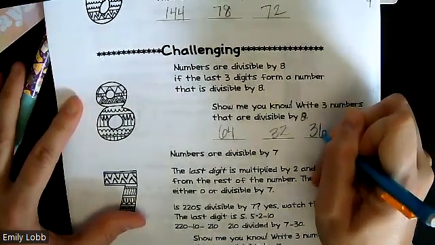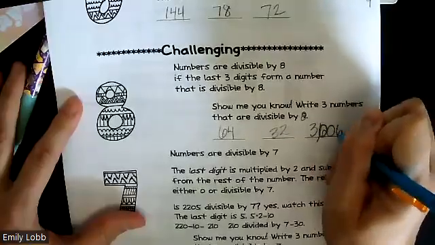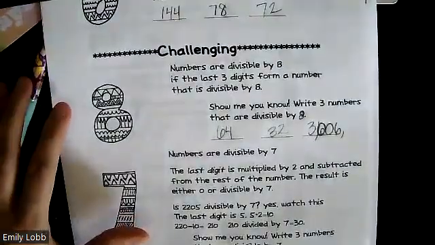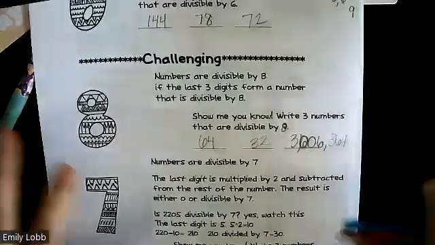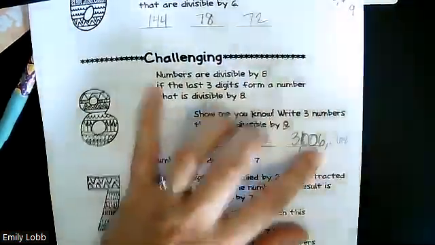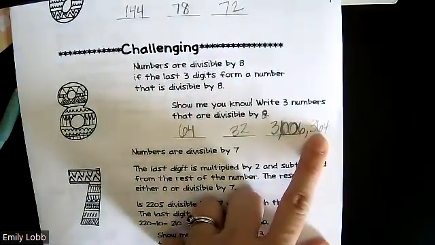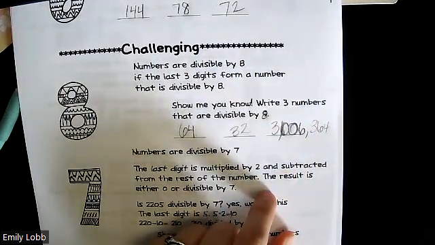3,006,000. 36. Yes, that works. 364. Because all you have to worry about are these last 3 numbers. So 4 times goes into 32. Oh, wait. 8 does not go into 44. So that doesn't work.